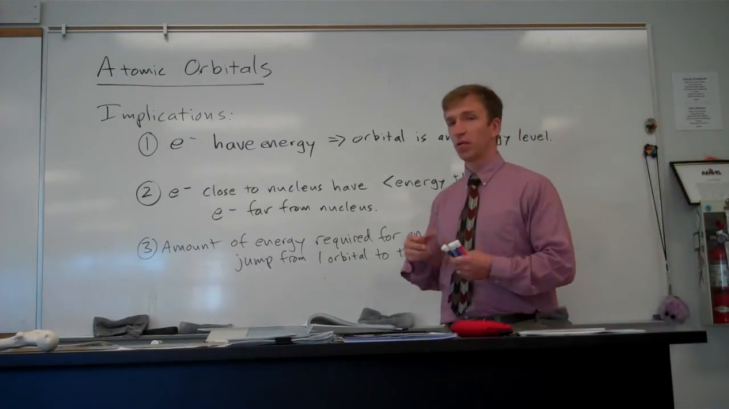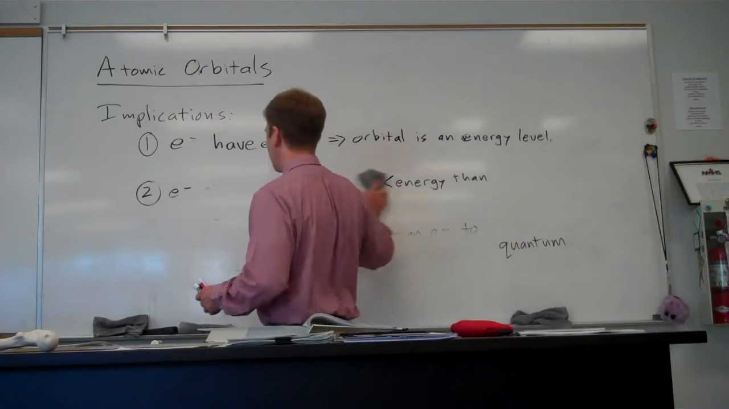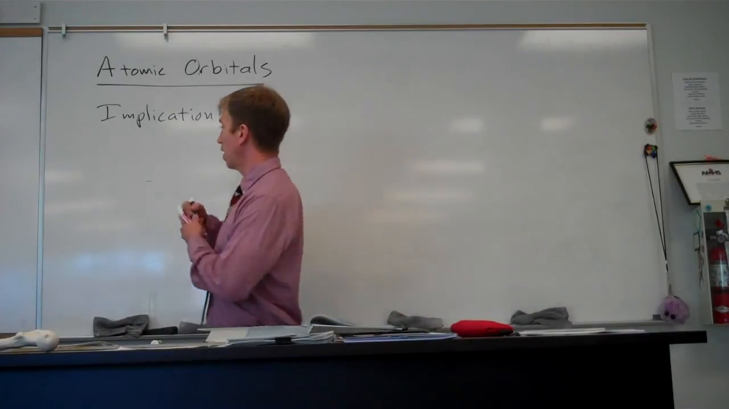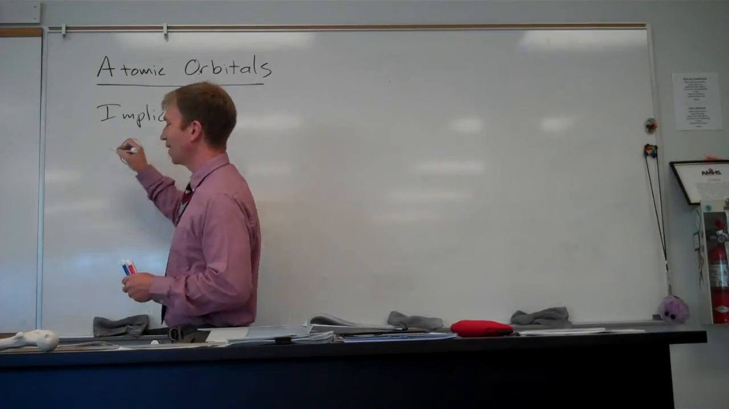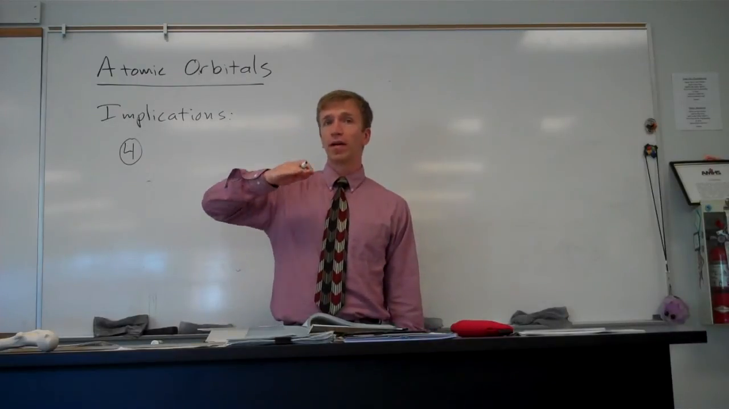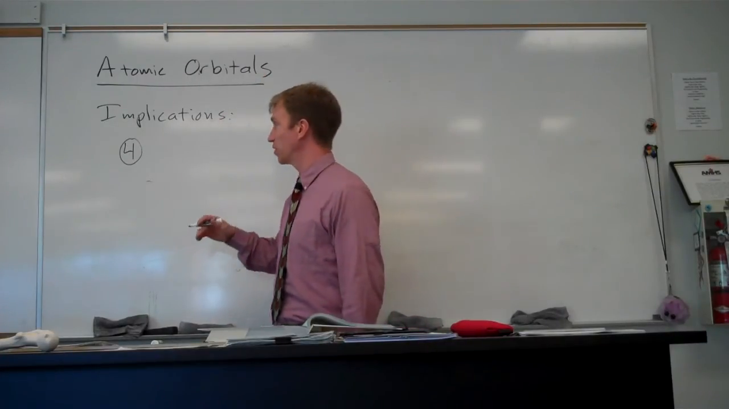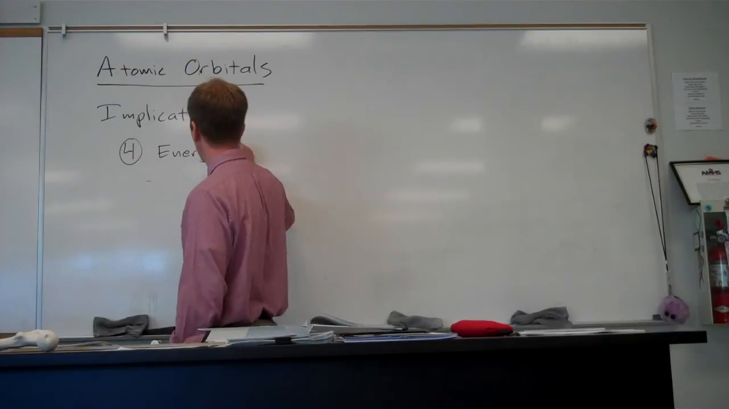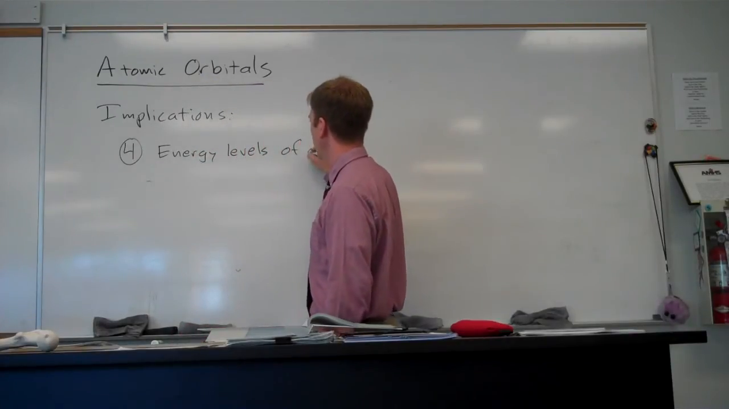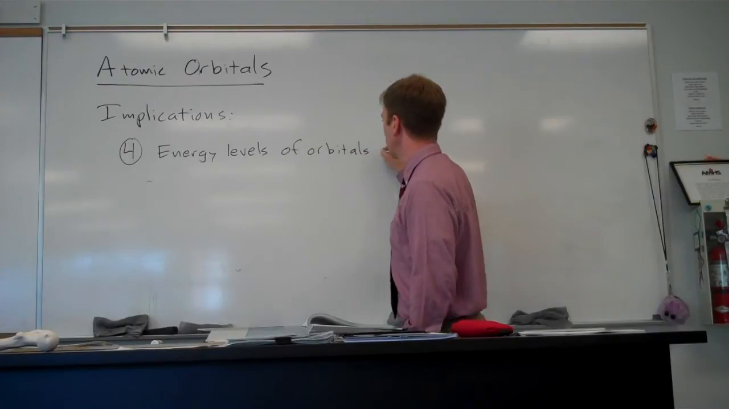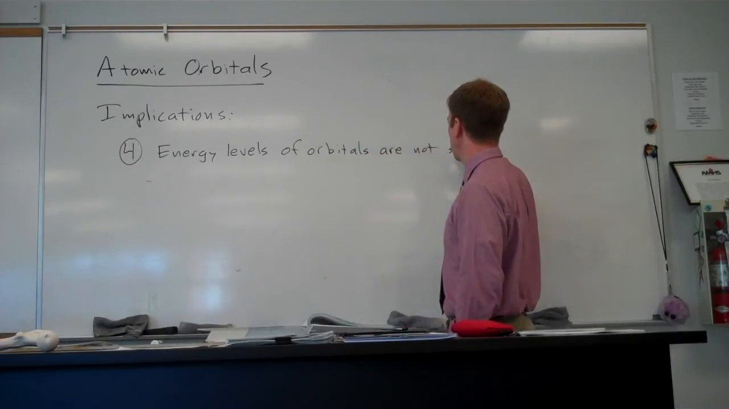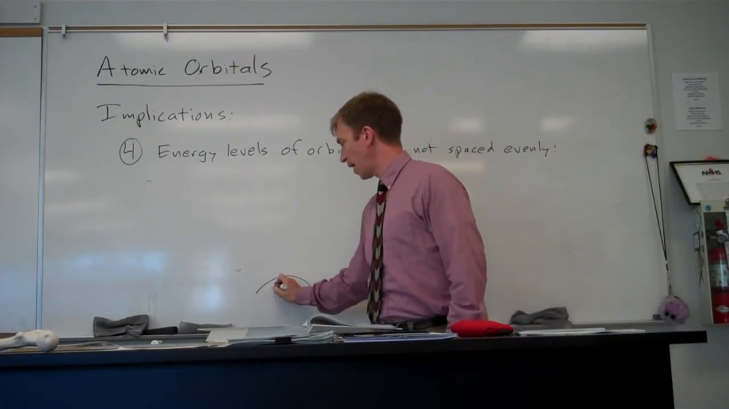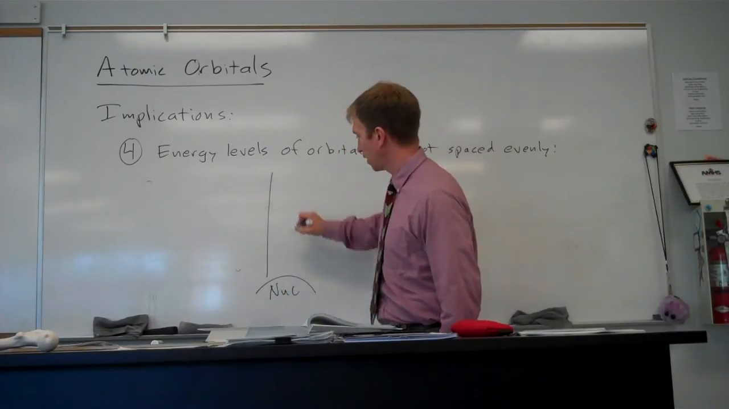The fourth implication has to do with the amount of energy in each orbital. It turns out that it's not evenly spaced. If we think about the amount of energy in each orbital, it's tempting to think like it's a ladder where each step between each orbital is an even amount of energy, but that's not quite the case. So the energy levels of orbitals are not spaced evenly.